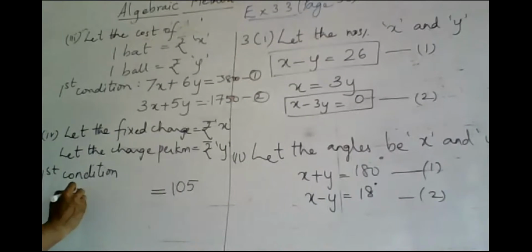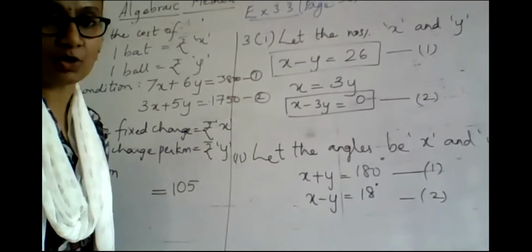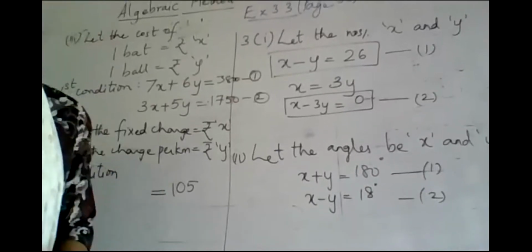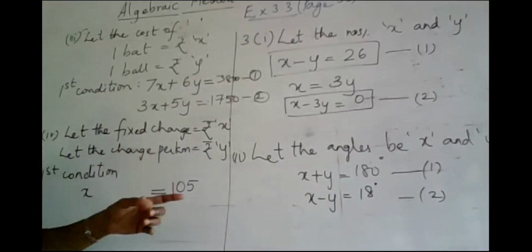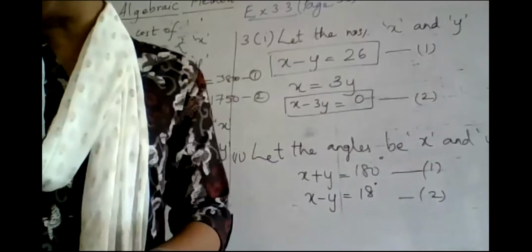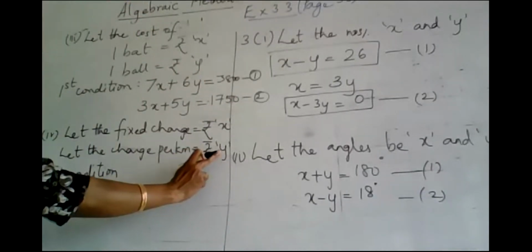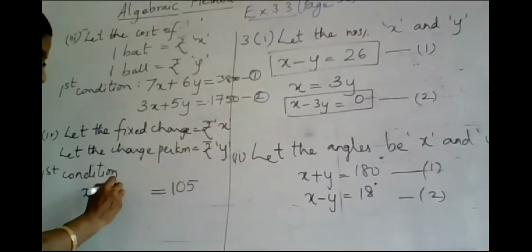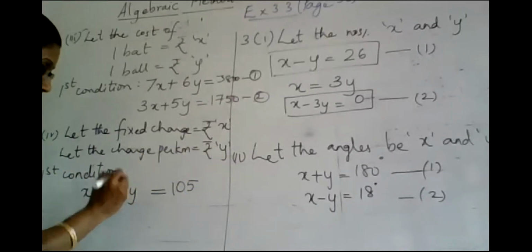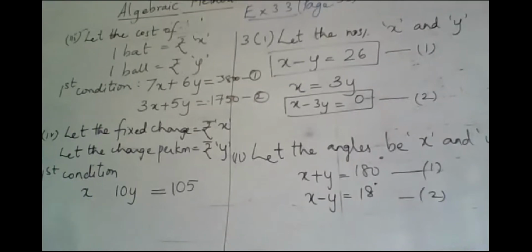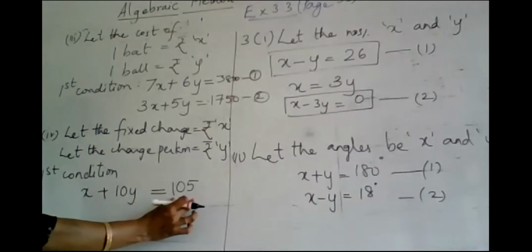The fixed charge is X. I can't change it. That is fixed for everyone. Whoever gets into the auto, the fixed charge is to be paid. Now I have traveled how many kilometers? I have traveled 10 kilometers. For 1 kilometer, I have to pay Y rupees. Now I have traveled 10 kilometers. So I have to pay 10 into Y. This is the fixed charge plus the distance I have traveled together, which is 105 showing on the meter.